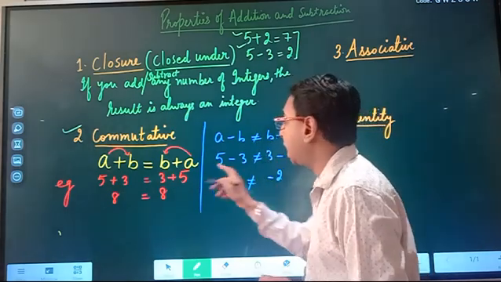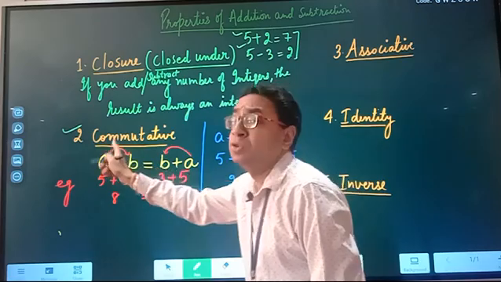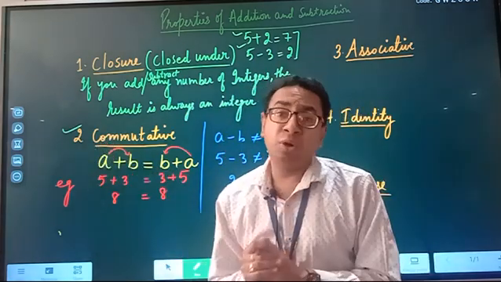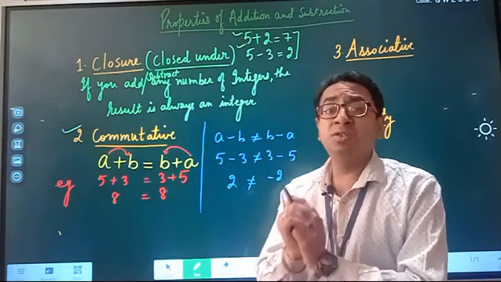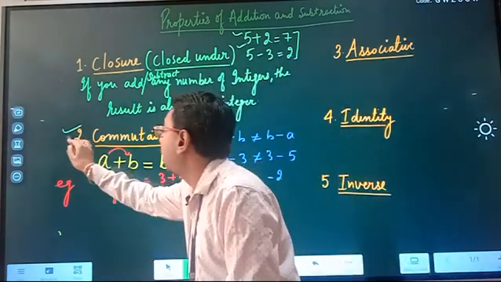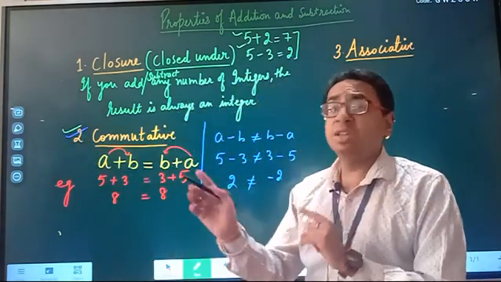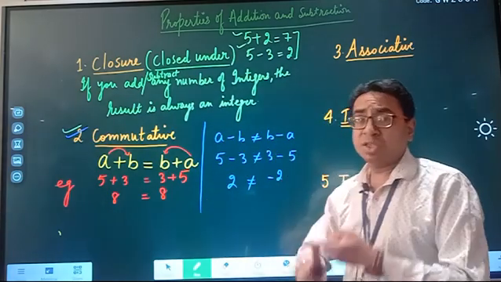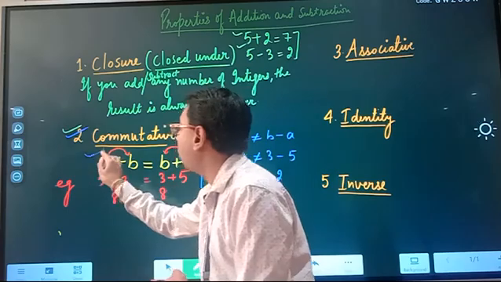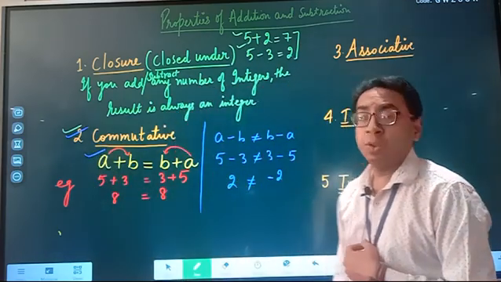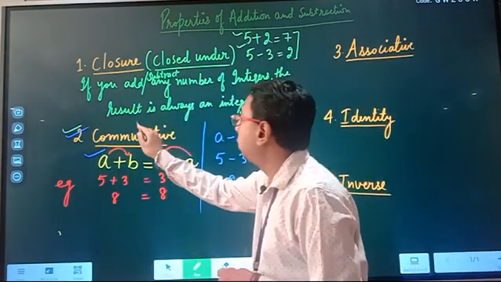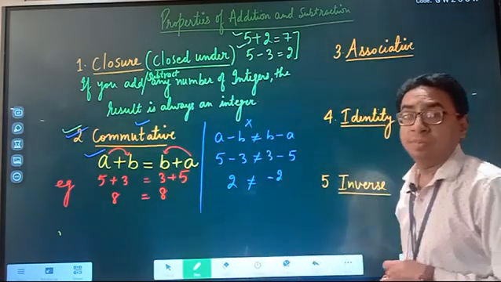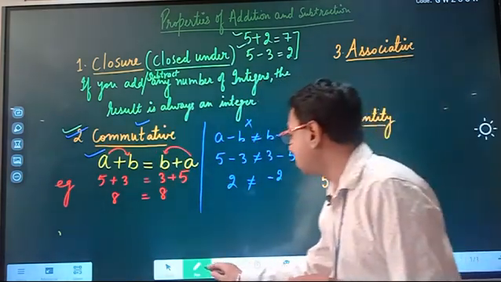Hence, we will state that subtraction does not hold good for commutation. Commutative property does not hold good for subtraction, because subtraction does not follow: if A is talking to B, B is talking to A. Subtraction does not follow, but addition always follows. Are we clear with this? So, commutative property holds good for addition, but does not hold good for subtraction. Are we clear?